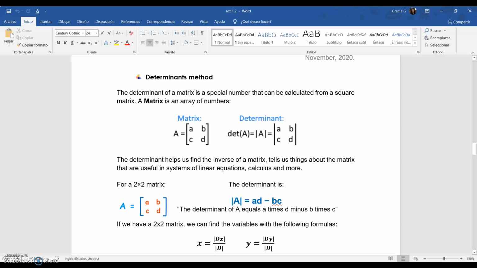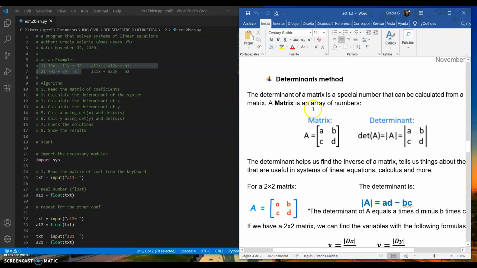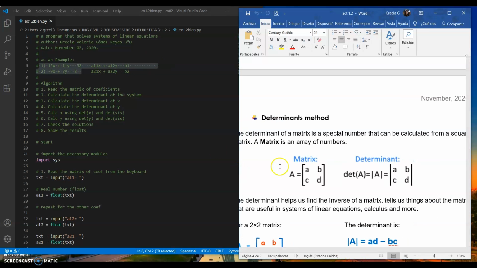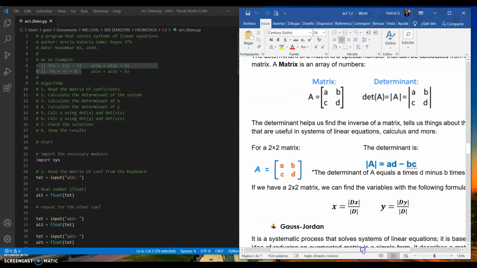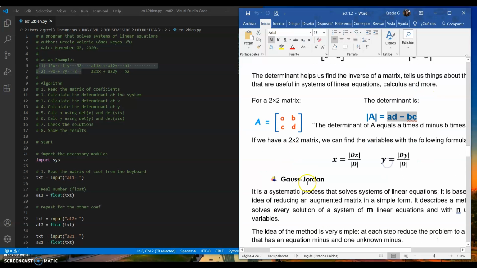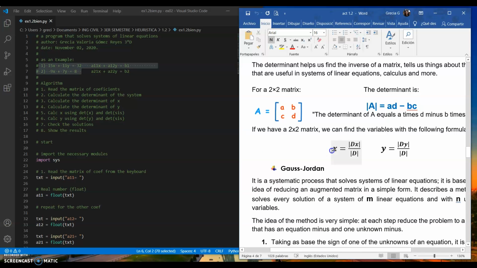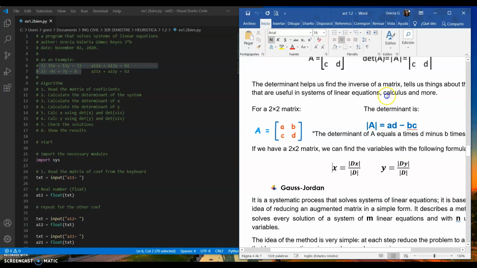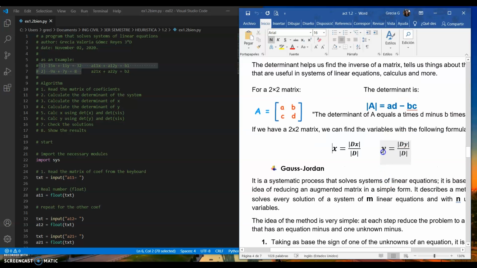The determinants method for a 2 by 2 square matrix is this. Here I have the matrix A, B, C, D, and the determinant is calculated like this. We multiply A times D minus B times C, and then we have the determinant. If we want to calculate X, we calculate the determinant of X divided by the determinant of the system, and the same with Y, okay?